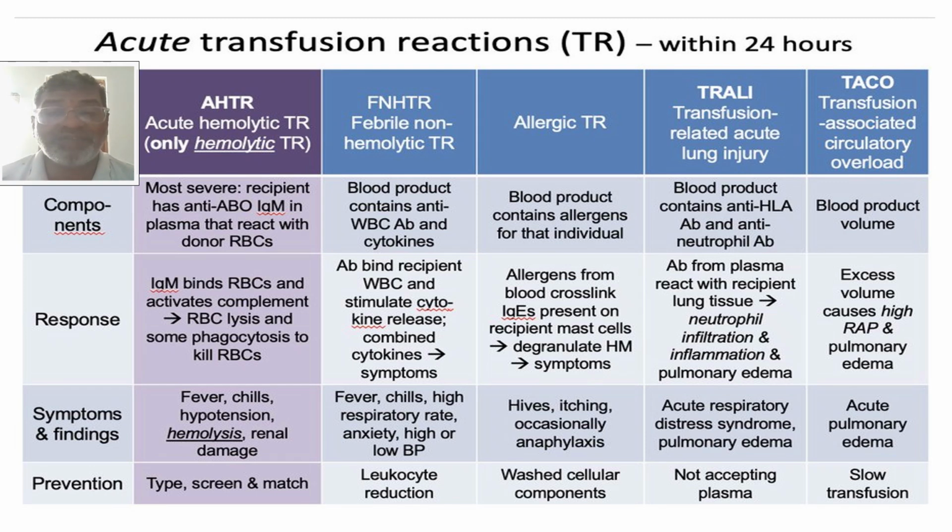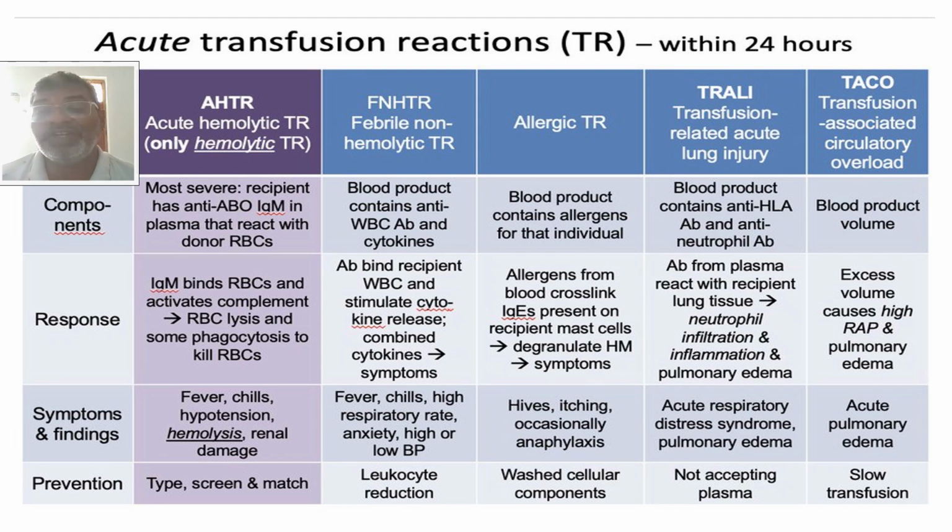Coming to the allergic transfusion reactions, these are because of the blood products containing the allergens for that individual. Allergens from the blood cross-link the immunoglobulin E present on the recipient mast cells, which will cause degranulation and thereby cause the symptoms. There will be hives, itching, and occasionally anaphylaxis. So these allergic transfusion reactions can be prevented by using washed cellular components for transfusion.